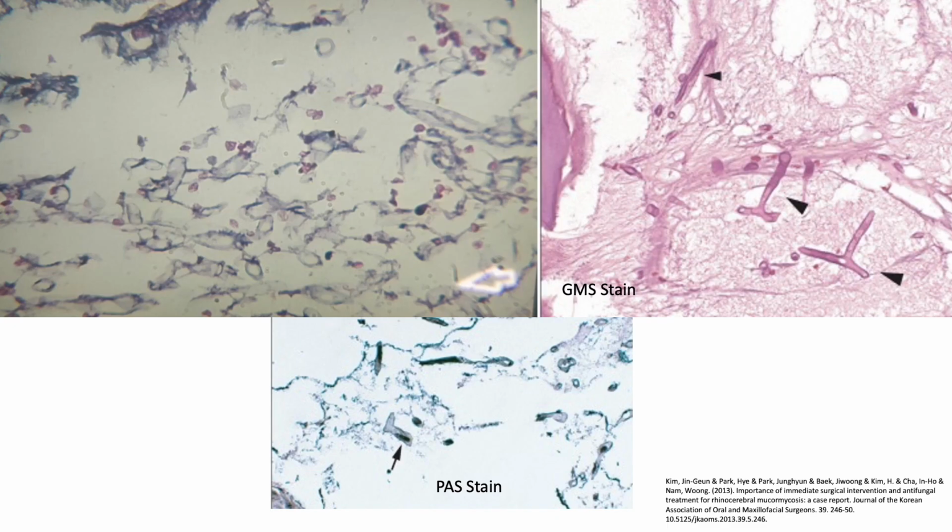One may try periodic acid Schiff stain or Grocott methenamine stains too. Deeper tissue sections may show more organisms. However, histopath reporting may take at least 4 to 5 days, and this is generally a confirmatory test while one has already started the patient on appropriate antifungals.